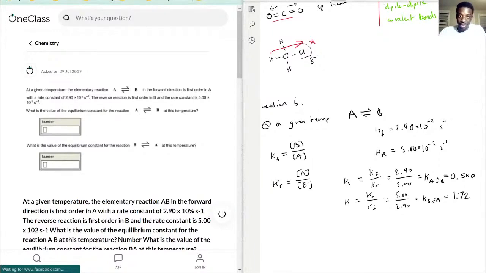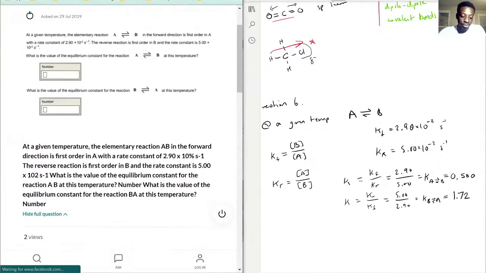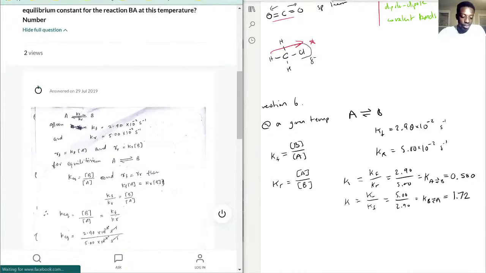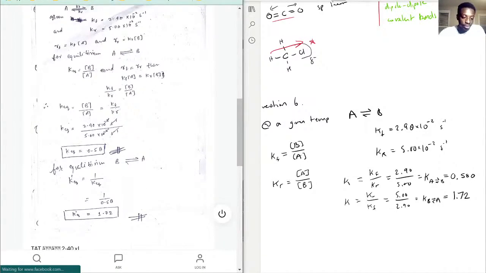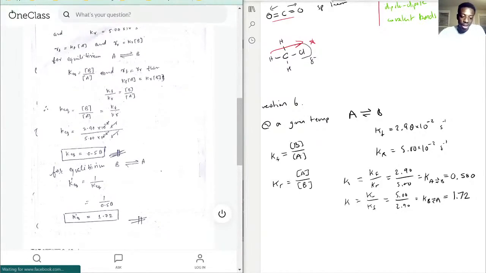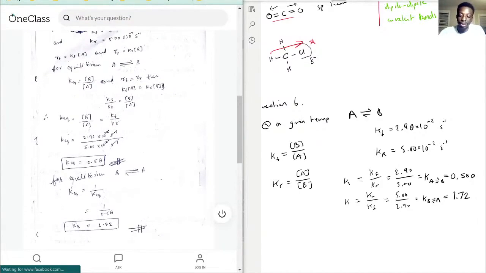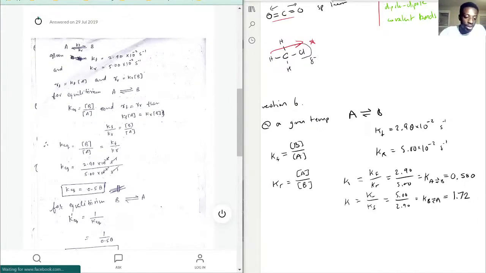And you notice it doesn't really have any units because it's just two rate constants divided by each other. So let's see what we get here. K equilibrium for the first one is 0.580, and for the second one is 1.72. Perfect. We kept our significant figures, hence why I went this far. I did the calculations beforehand, but exactly, see, here's what they did.